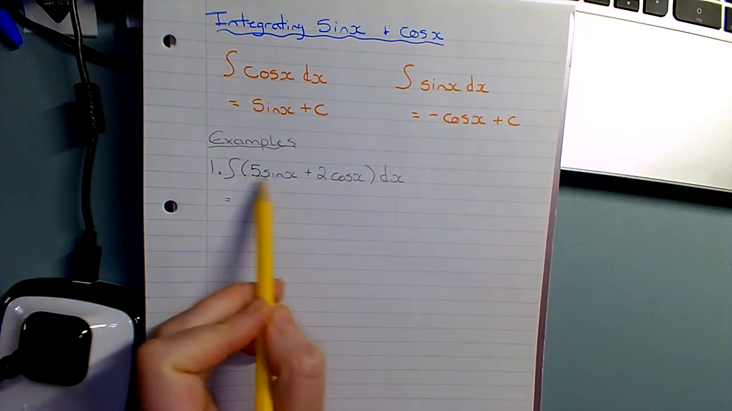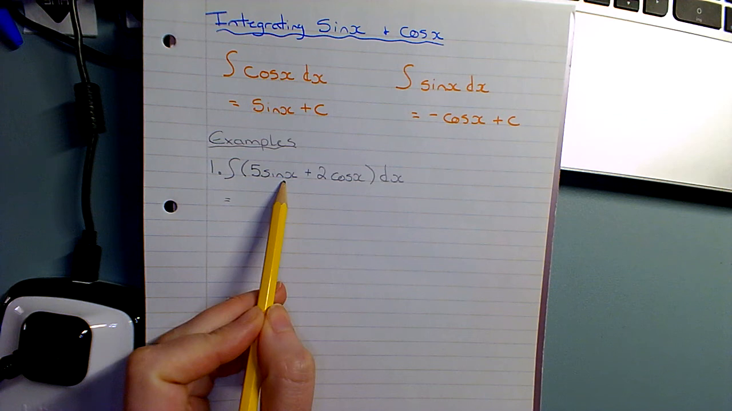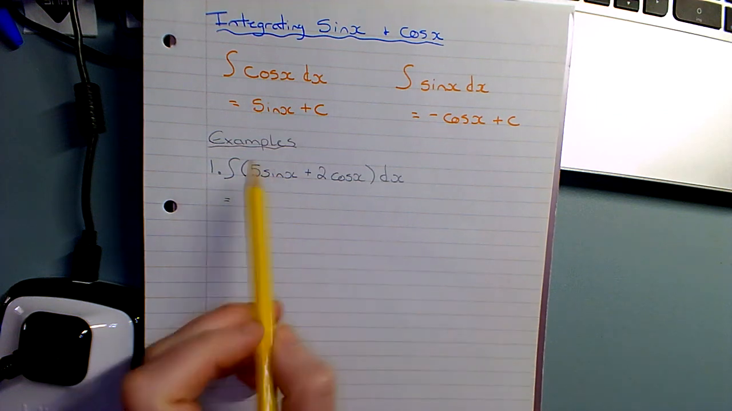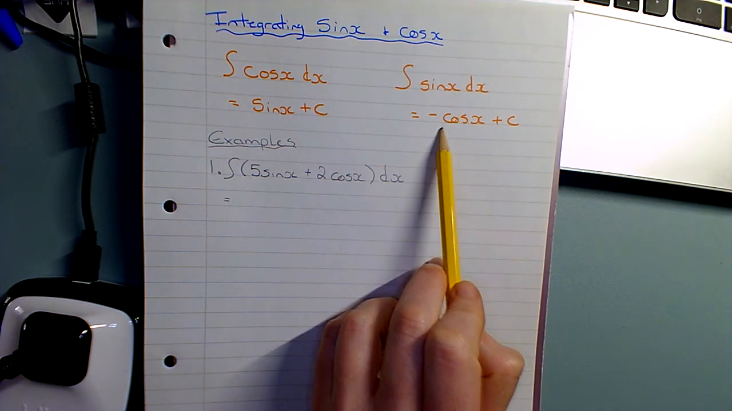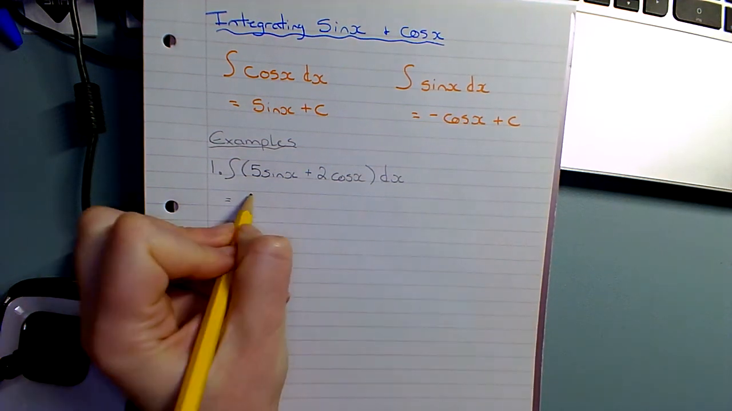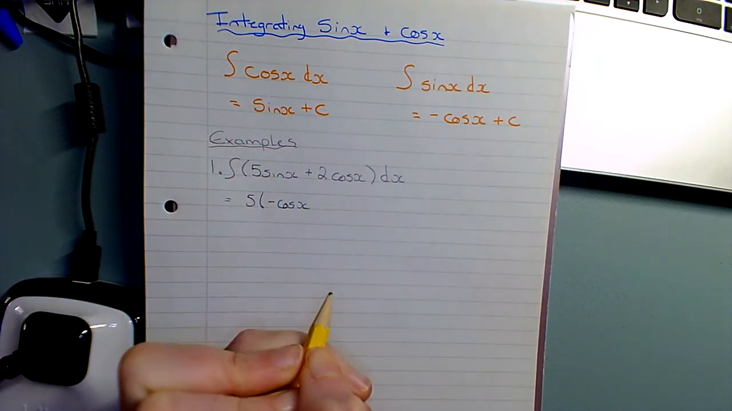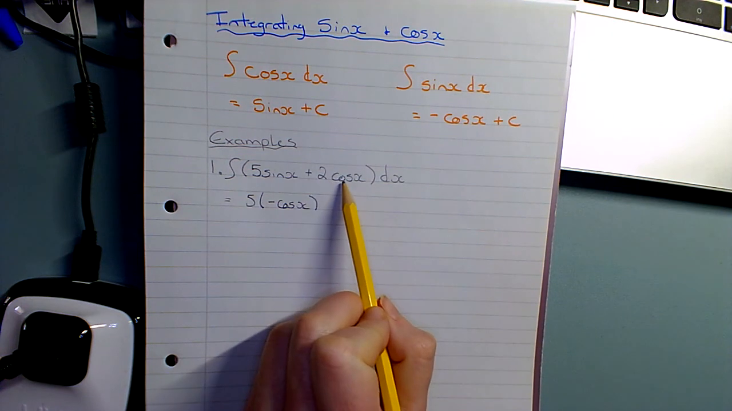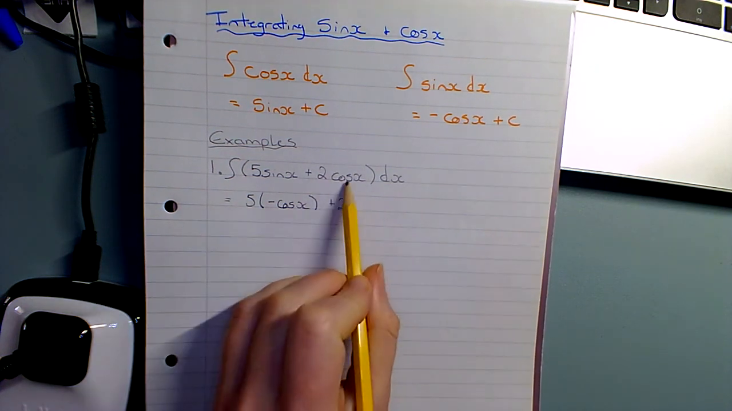So let's look at 5 sine of x. I want to integrate my sine of x here. We can think of this as my constant value multiplied by my variable. So my sine of x, when I integrate that, it becomes negative cos of x. So here, I'm going to have 5 times negative cos of x. And I'll integrate my 2 times cos of x, so plus 2. Well, let's look at my cos of x.